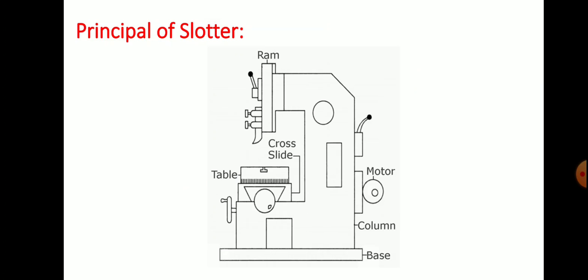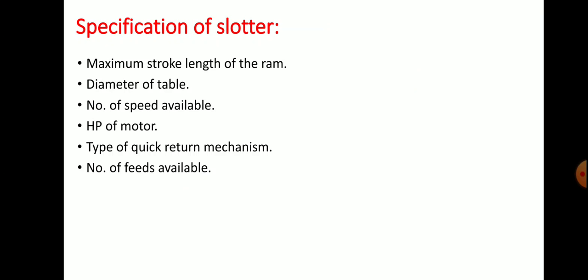Let us move on to the specification of slotters. These are the specifications as follows: the maximum stroke length of the ram, diameter of the table, number of speeds available, horsepower of the motor, type of quick return mechanism, and number of feeds available. So these were the specifications of the slotter. So this completes our third unit.